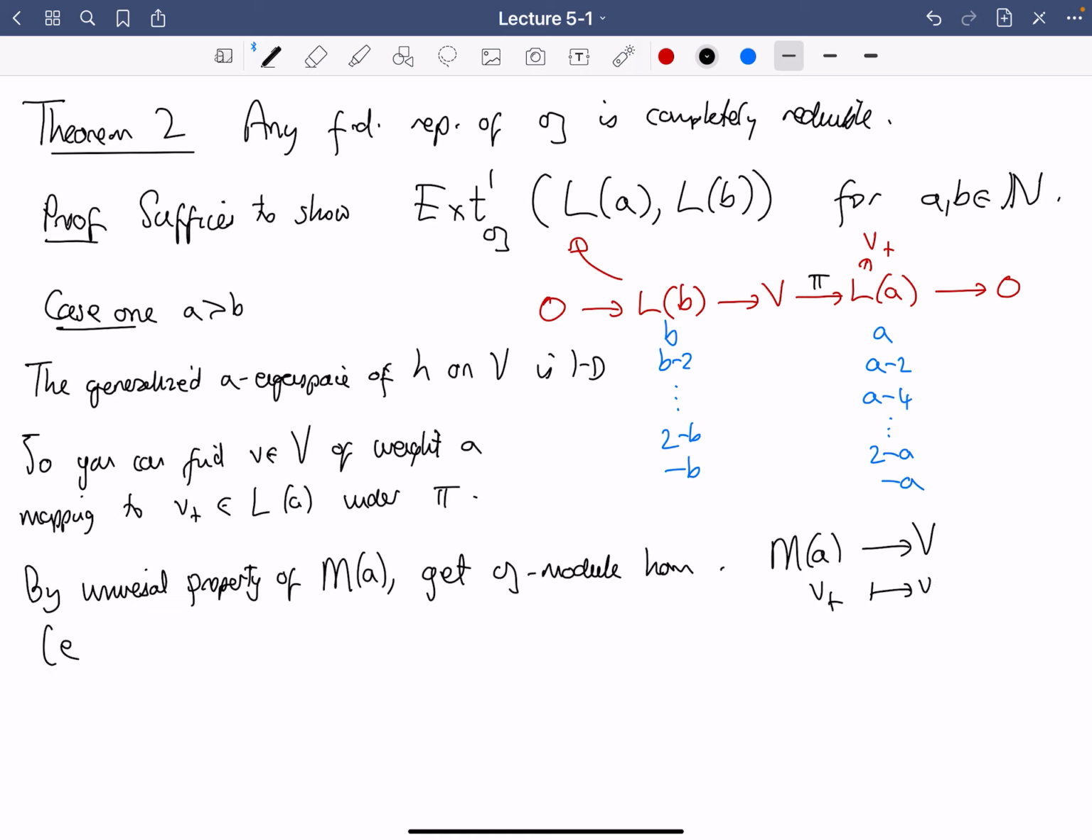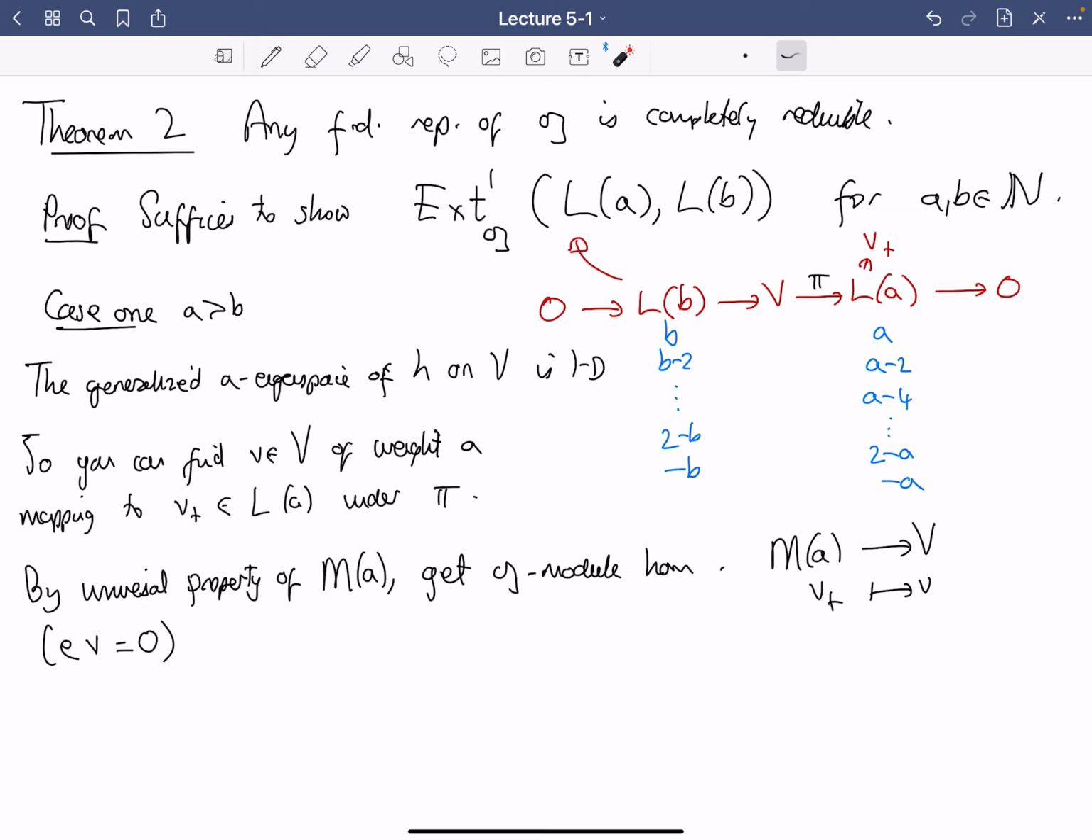E on V plus, E on V, because V is of weight A, E of V must be of weight A plus 2, but that weight space is just 0 in here because A was bigger than B. So that adjointness of tensor and Hom argument that I just used will give us this homomorphism.